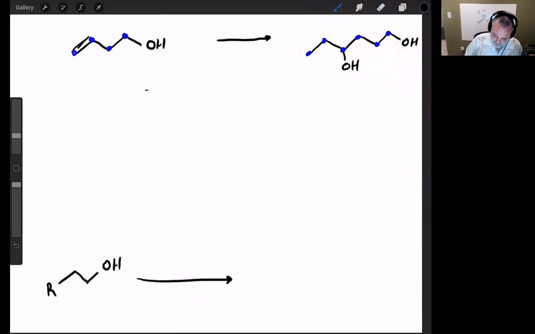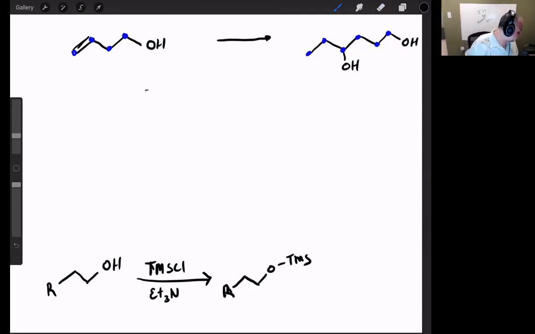If you react an alcohol group with TsCl in the presence of triethylamine, then you will turn the alcohol into this structure. This structure, OTMS, is not reactive towards Grignard reagent, and so this is what's protecting the alcohol.